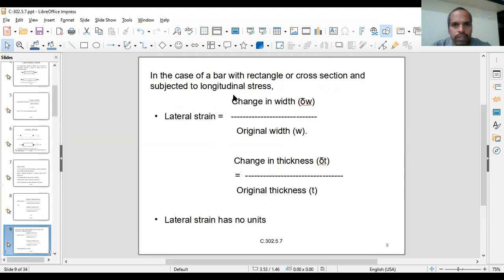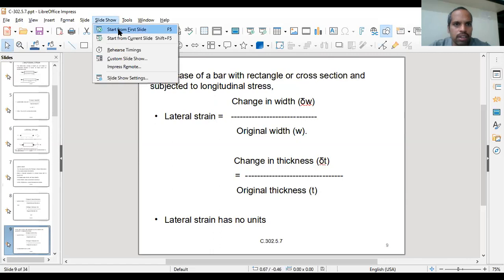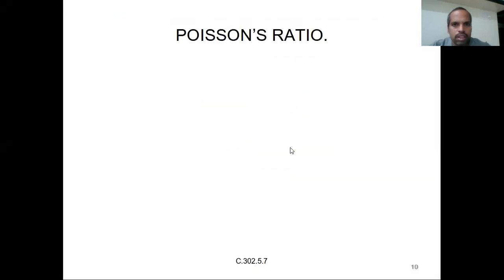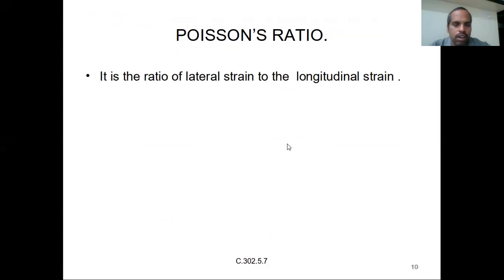In the case of a bar with rectangular cross section subjected to longitudinal stress, lateral strain is equal to change in width by original width, or change in thickness by original thickness. Whatever the type of strain, it does not have any units, because it is a dimensionless quantity. Now let us move on to another important concept.